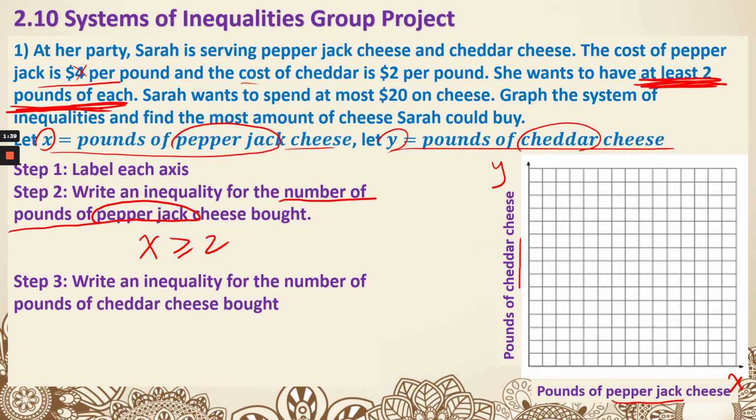That also tells us about step 3, write an inequality for the number of pounds of cheddar cheese, which is Y is greater than or equal to 2.